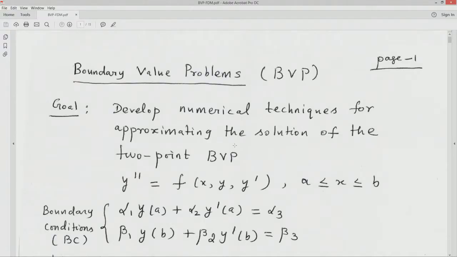We now move on to the boundary value problems which are governed by second order ordinary differential equations along with boundary conditions which are specified at the end points of a closed interval. So, our goal is to develop numerical techniques for approximating the solution of 2-point boundary value problems.